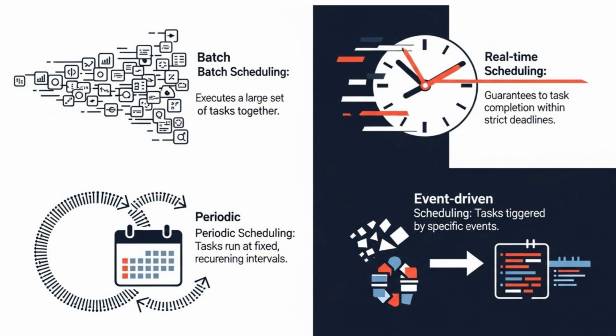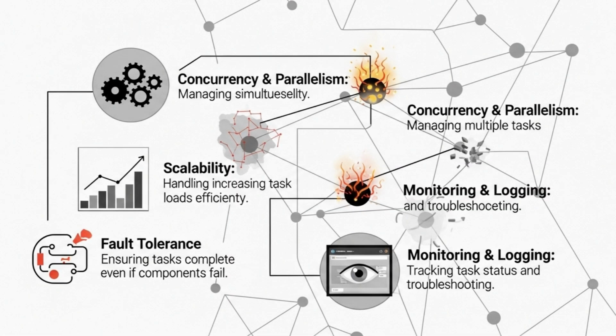Now, let's consider some of the challenges you might face when building or integrating these systems. Building or integrating a task scheduling system isn't always straightforward. There are several significant challenges and considerations you need to keep in mind to ensure your system is robust and reliable. One of the primary concerns is concurrency and parallelism.